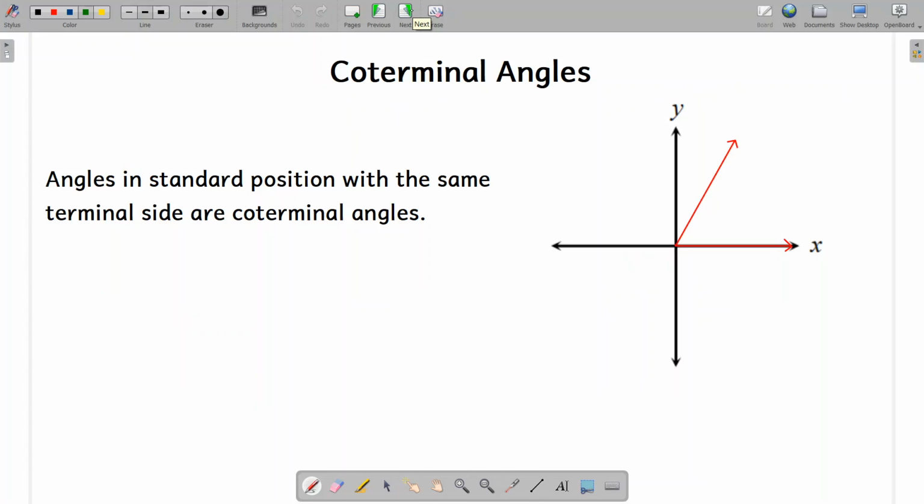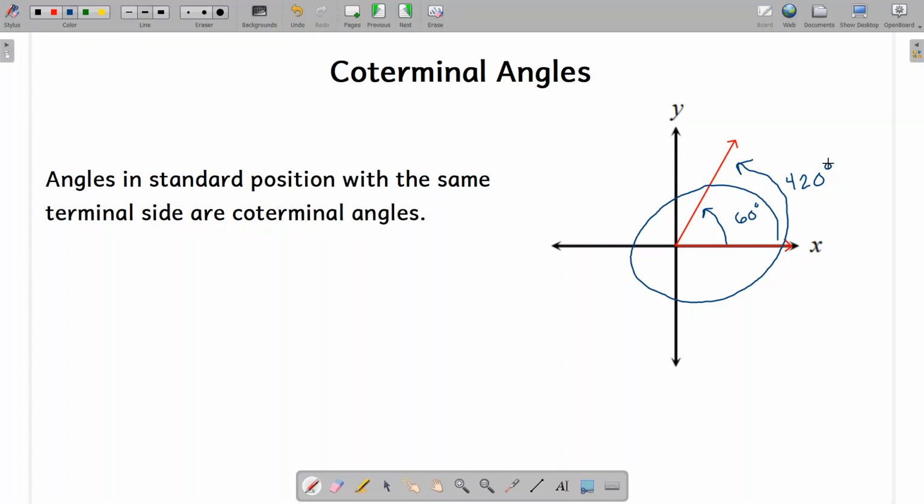Let's talk about some special type of angles now. So we have something called coterminal angles, and these are angles in standard position that have the same terminal side. Now, what that means is the angle you see on the screen could be, let's say, a 60-degree angle. But maybe it goes around one full time first before reaching this. That could also then be a 420-degree angle.